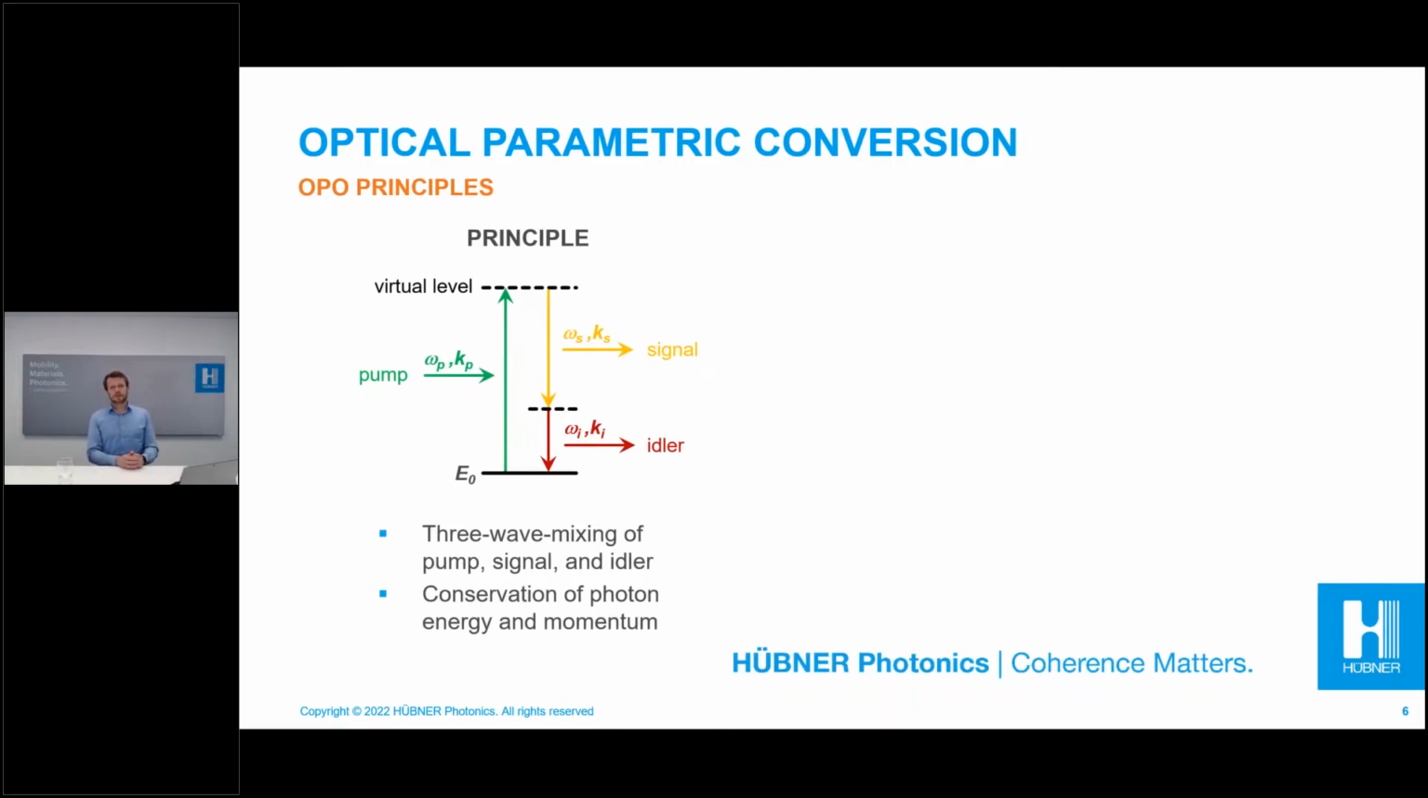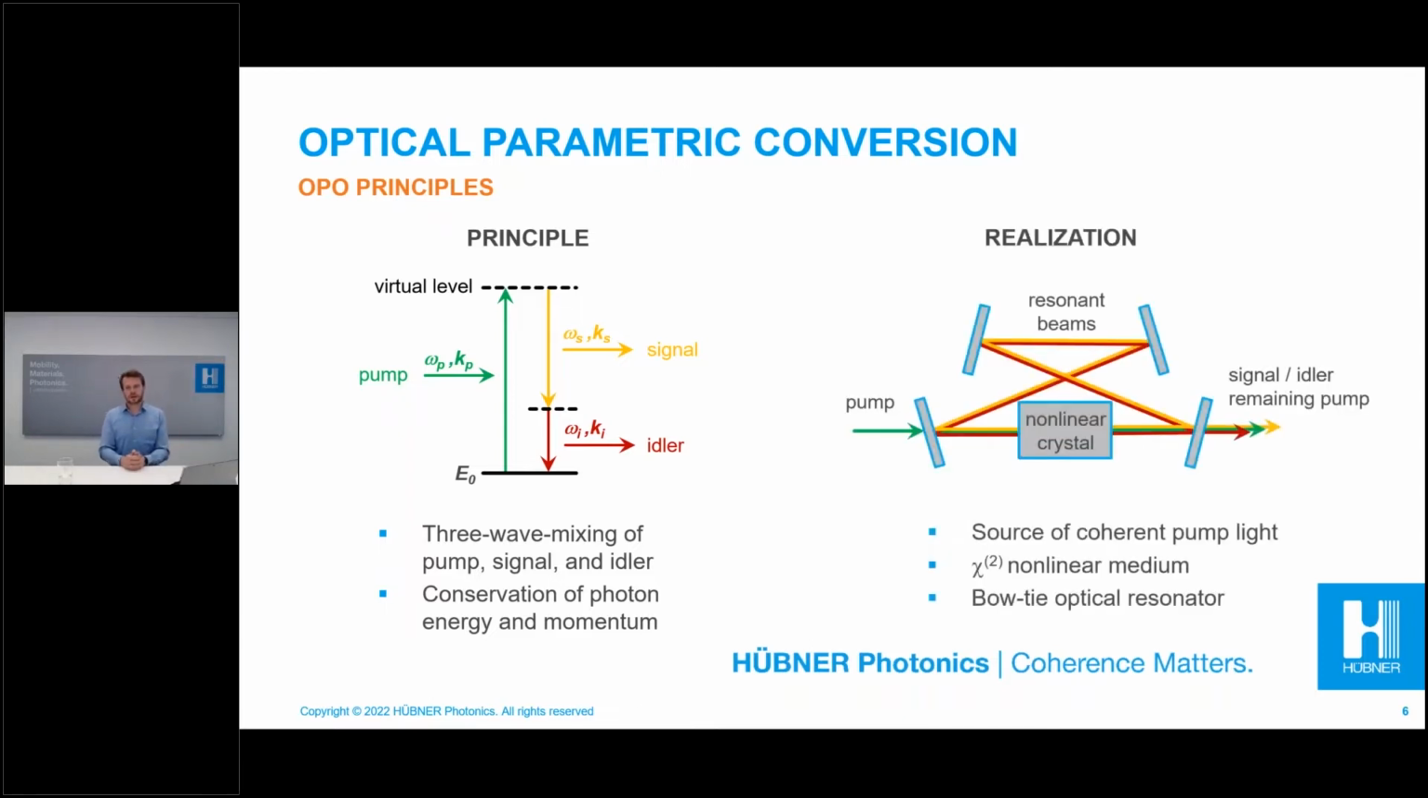Simply speaking, optical parametric conversion is splitting one photon into two photons with lower energy. This splitting is frequently referred to as three-wave mixing of a pump, signal, and idler wave. It is subject to conservation of photon energy and momentum, but otherwise, at least in theory, not subject to other limitations. For the practical realization, OPOs require a pump source of coherent light. They also require a suitable so-called nonlinear medium with preferably strong second-order nonlinearity.